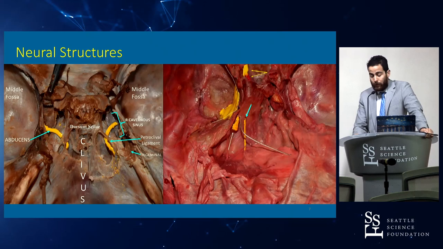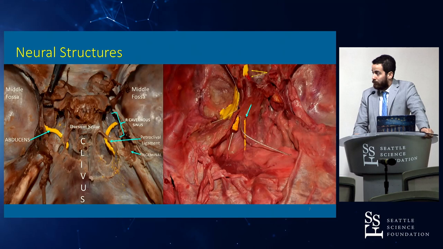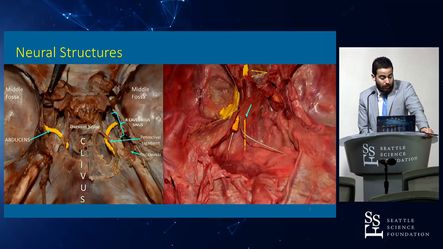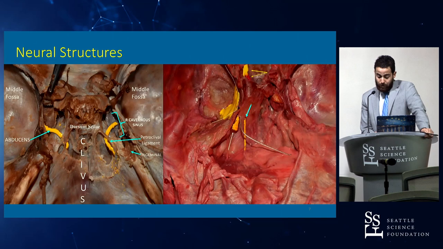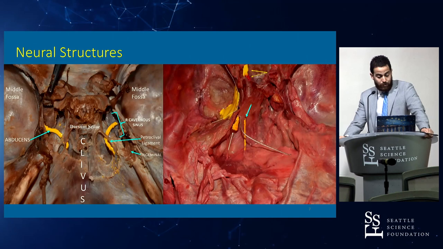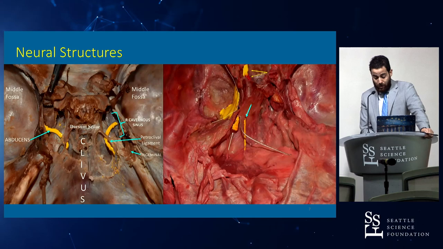We also see the upper limit of the clivus with the dorsum sellae, and also part of the trigeminal nerve entering Meckel's cave. On the right side image, another dissection that we have done here and reported in the lab, we see ossification of Meckel's cave resulting in duplication of the foramina for the abducens nerve that may result in compression of this nerve, as I said earlier.